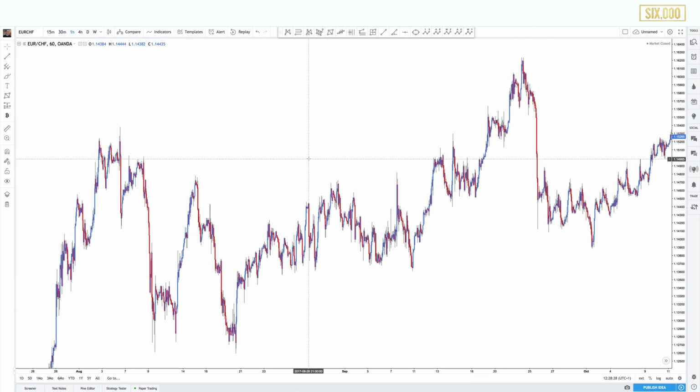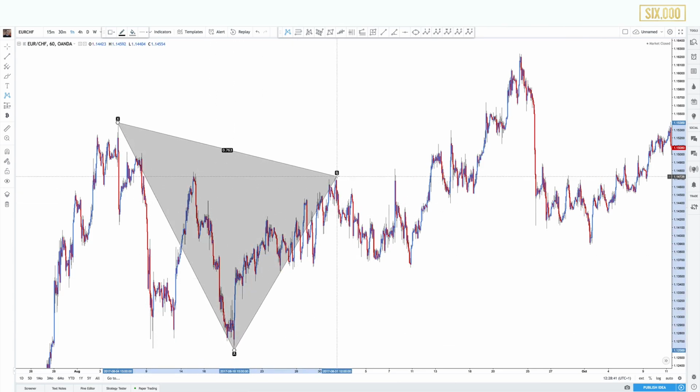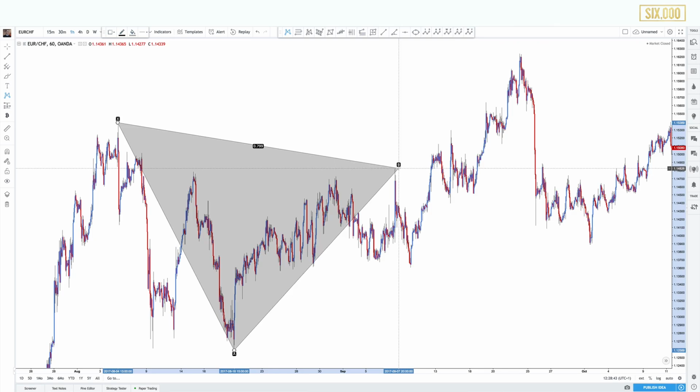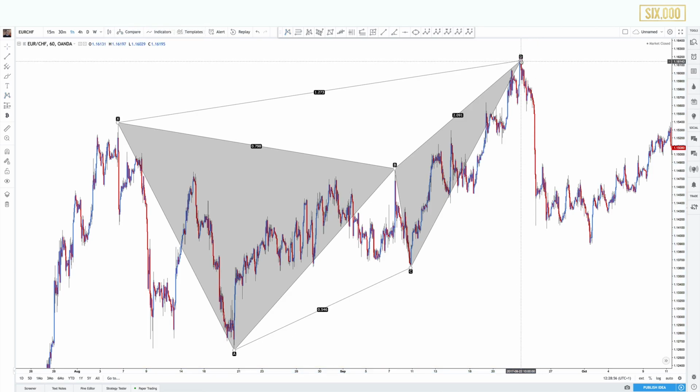This one's slightly harder to spot just because of the XA leg. It's not ideal just because of this choppy price action that's going on. But if we just go from high to low, get our B point, which comes in at a 0.786. We've just got above that, which is perfectly fine. And we're looking at a 1.272. And that completes in this area here.